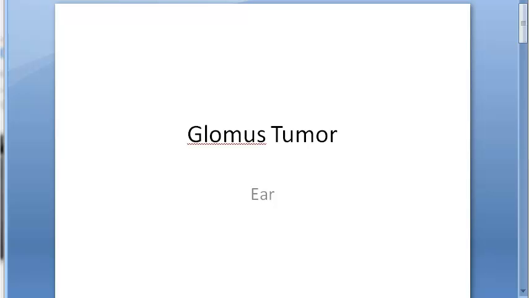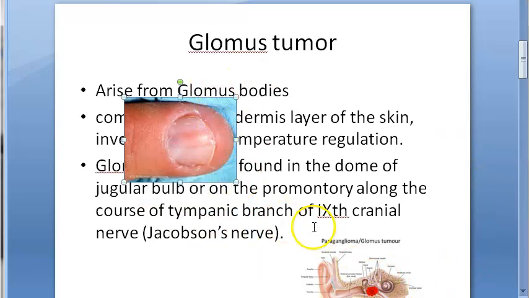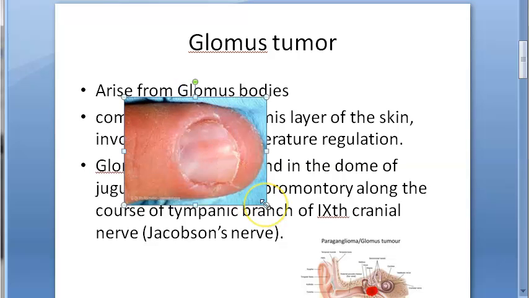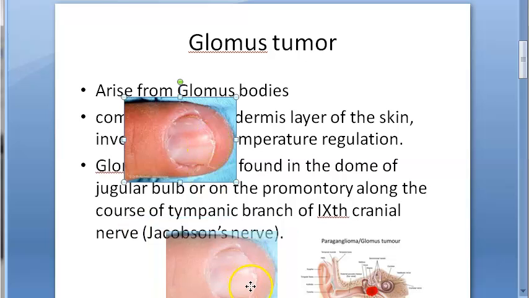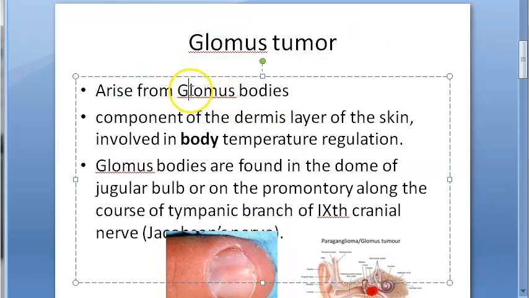In this video, let us look at this topic, glomus tumor of the ear. Okay, we are glomus tumor. Actually, if you Google, you will get these kind of images, right? Something to do with the finger or the toe or some other parts of the body. So basically, glomus tumor is arising from glomus bodies.